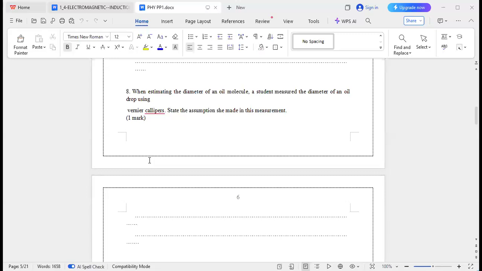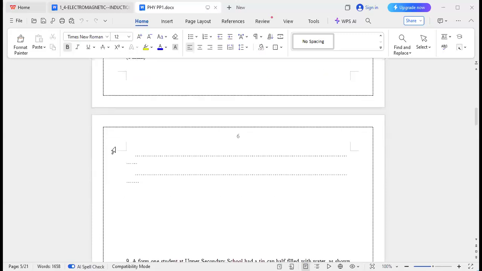The other two assumptions do not apply, because when you say that the oil patch is a perfect circle, yet this student has done nothing about the oil patch. It's about the oil drop. Or somebody else says the oil patch is 1 molecule thick. It's also wrong, because we are not measuring the oil patch radius. We are measuring the diameter of the oil molecule.